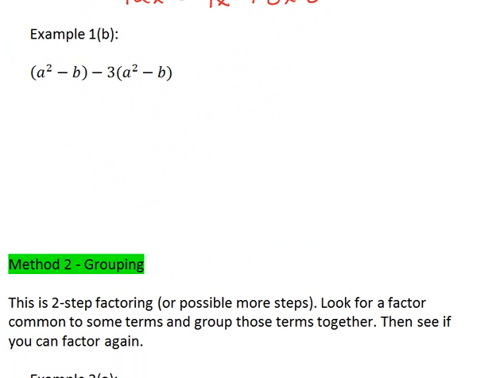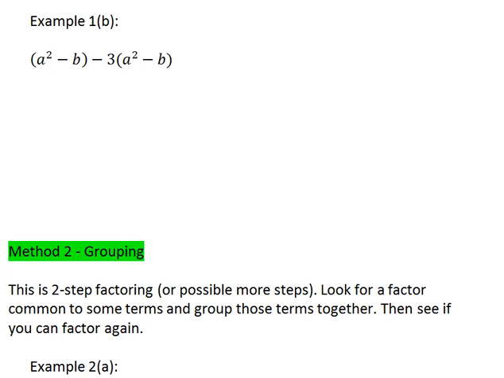Go ahead, try this next example on your own. Pause the video and resume when you're ready to check your answer. Alright, for this second one, we can see that a squared minus b is common to both terms here. So we can pull out the entire chunk of a squared minus b. This leaves behind a 1 for the first term, and a minus 3 for the second.